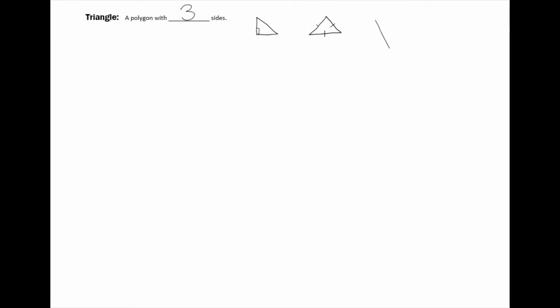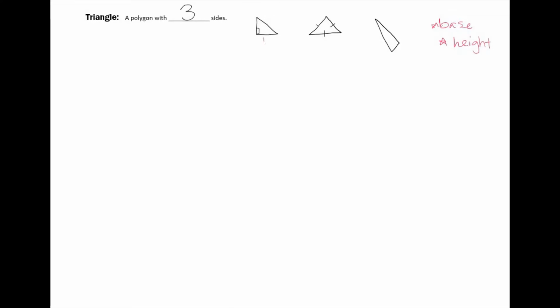And I can even have some weird looking guy like this over here, and that is still a triangle because it has 3 sides. And the key when working with triangles is to be able to identify your base and your height. Remember I said when we talked about parallelograms that that's going to be the most important thing this chapter, being able to identify bases and heights.